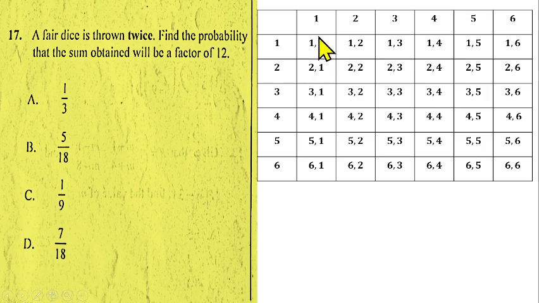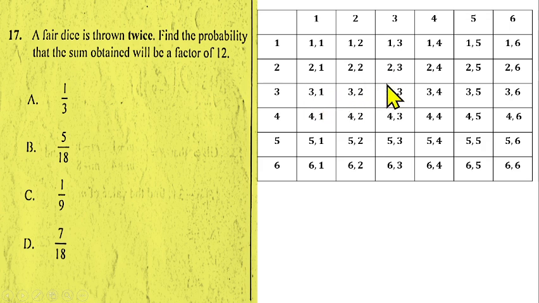Those are the factors of 12. So the first one will be this. This one adds up to 2, which is a factor. This adds up to 3, a factor. Adds up to 4, a factor. This one adds up to 5, not a factor. This one adds up to 6, a factor. This one adds up to 7, not a factor. So we have 1, 2, 3, then 4 here. Then this is a factor. This is 3, 4 is a factor, 6 is a factor. So we have three factors here. So 4 plus 3 gives us 7.